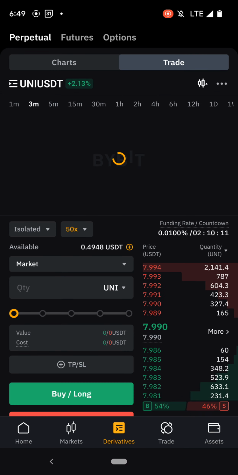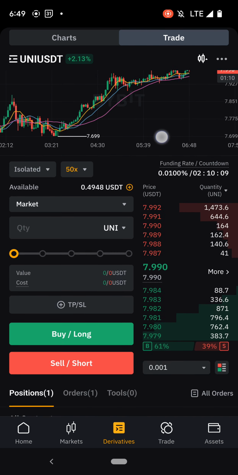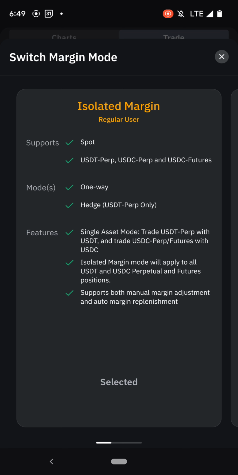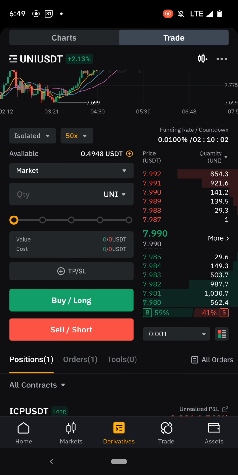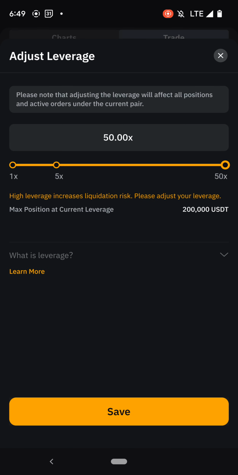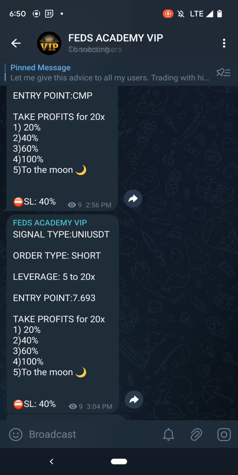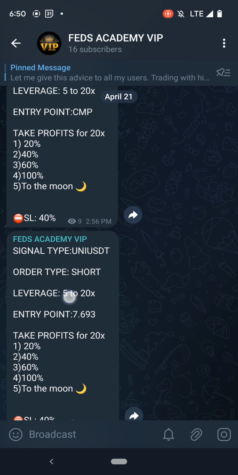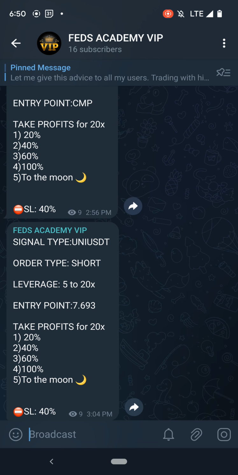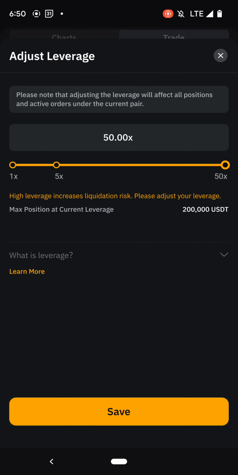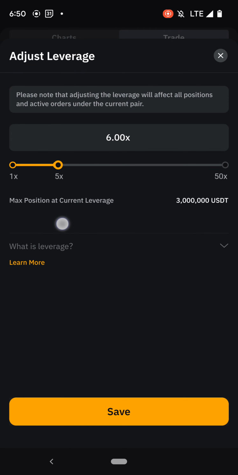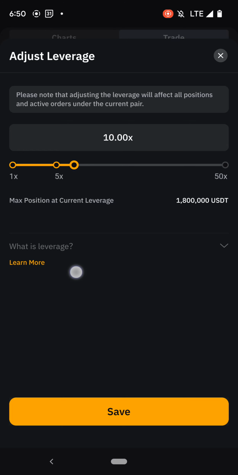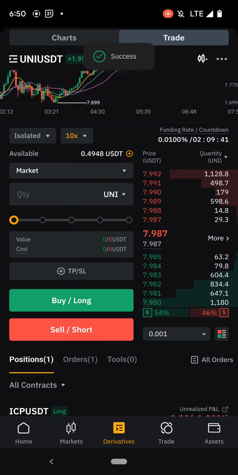Uni perpetual. The next thing is for us now to put it on isolated or cross. We are already on isolated, so there's no need again. The next is to adjust our leverage. And you can see here they gave us the leverage. They say 5 to 20x. You can decide to use your 5x. It's possible to use 5x. It's possible to use 20x. Let us now use 10x. Let us reduce it to 10x.